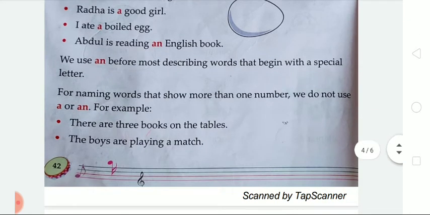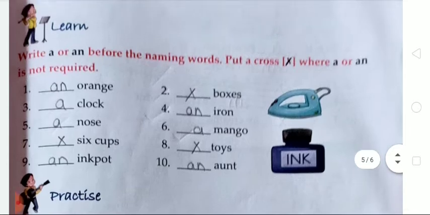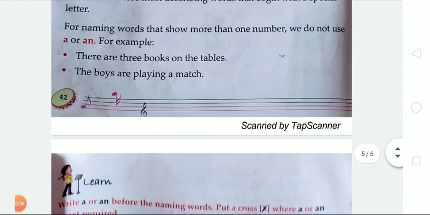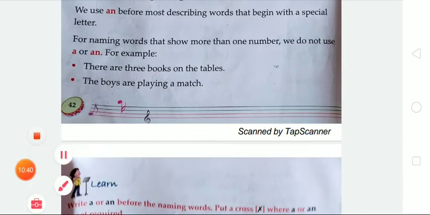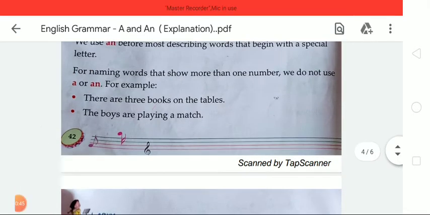For naming words that show more than one number, we don't use a or an. For example, there are 3 books on the table. The boys are playing a match. So here we are going to use a or an again. But students, you must remember that for naming words that show more than one number, we don't use a or an. We can only use a or an with one person, place, animal or thing. Okay.